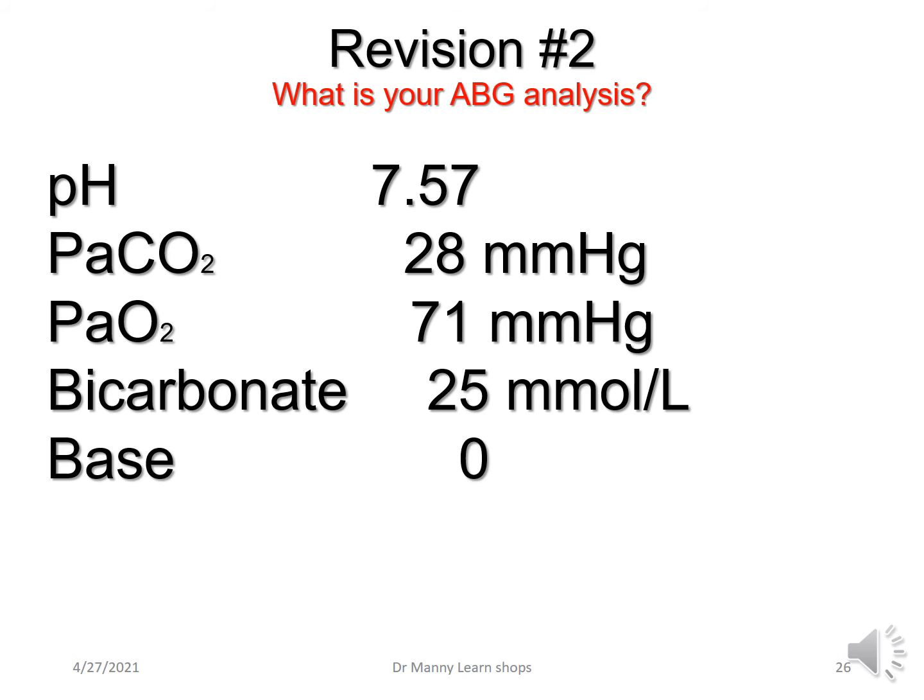Then you've got the second blood gas. pH 7.57. This is alkalemia again.